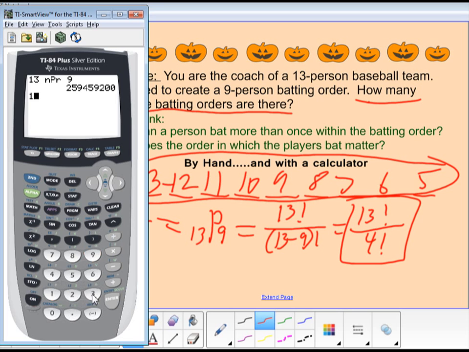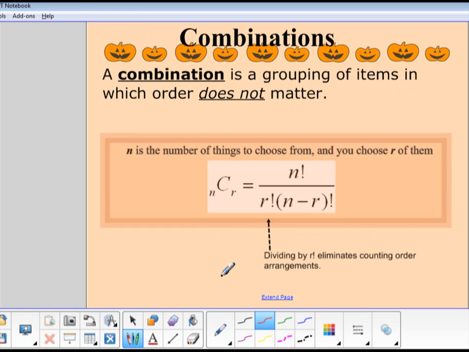if I just did 13 math probability factorial divided by 4 math probability factorial. And we get the same answer. Just a little bit more efficient, and something that you can do, like I said, in a variety of different ways. Okay, so that's permutations. Hooray. Okay, next up is combinations.